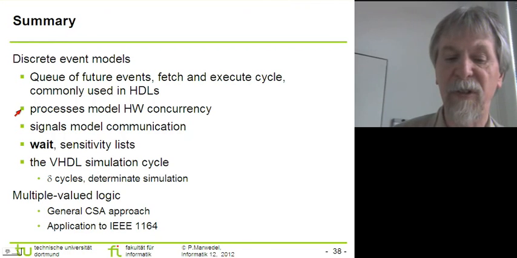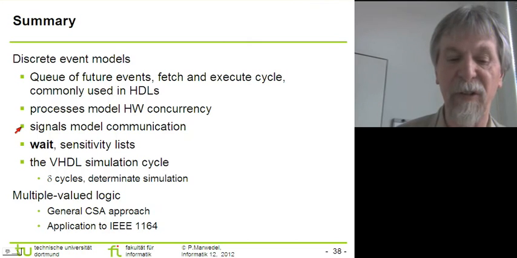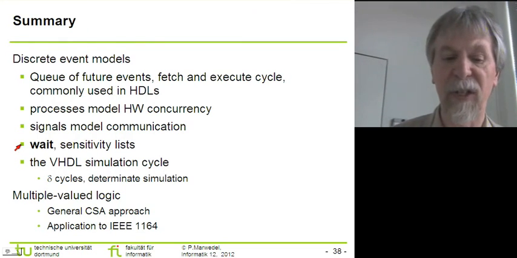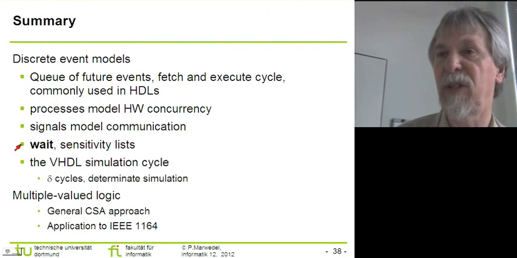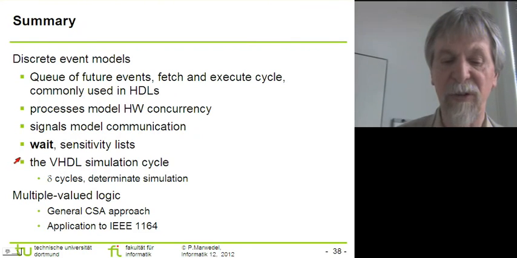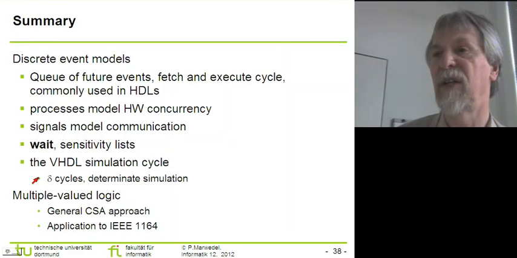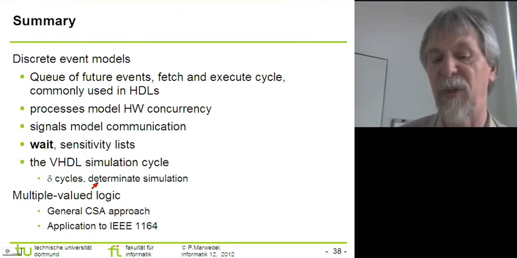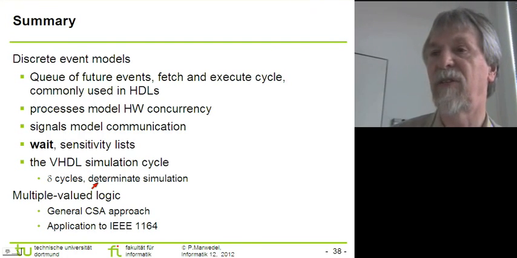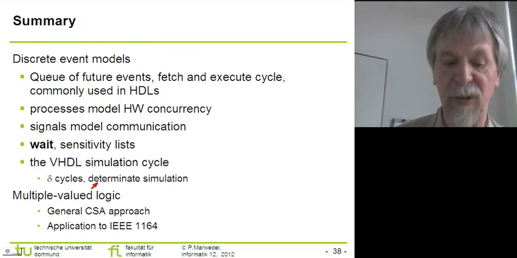We saw that processes are used to model hardware concurrency. We also saw that signals model the communication that is implemented in wires in the real circuits. We saw in certain cases the use of the wait statement and of the sensitivity list. They indicated at which time we need to evaluate the body of these processes. And we saw this VHDL simulation cycle, and in particular we saw the importance of these delta cycles, and I explained why in VHDL we do have determinate simulation semantics. So that means these simulations should always generate the same result, provided that the input is the same.